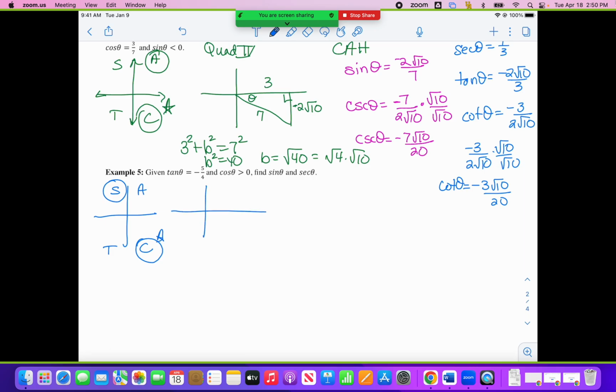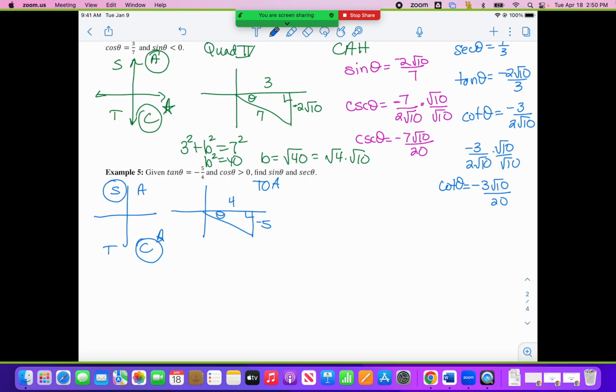So I'm going to go in the fourth quadrant. Draw a triangle. Tangent is TOA. That's 5 over 4. And one of these has to be negative. And it depends on what quadrant you're in. I'm right, so the 4 is positive, but I'm down, so the 5 is the negative.